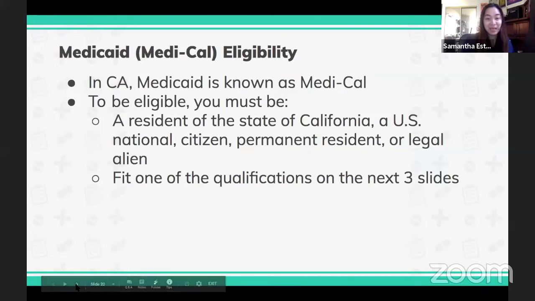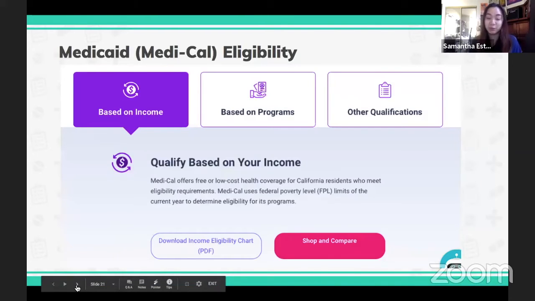So for Medicaid, what makes you eligible is that you have to be a resident of the state of California, a US national, a citizen, a permanent resident, or a legal alien. And after you meet that requirement, you have to fit in one of these qualifications on the next 3 slides.